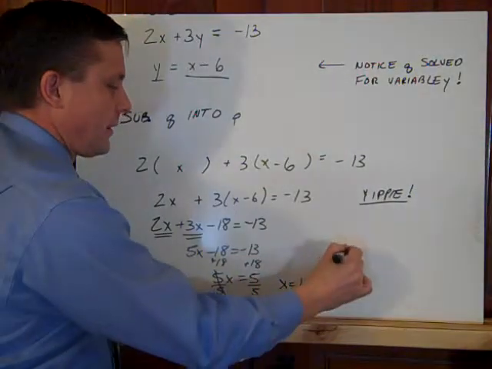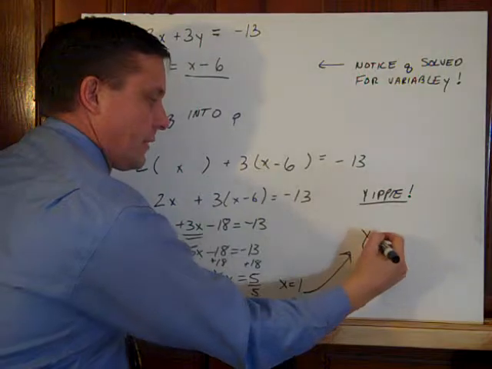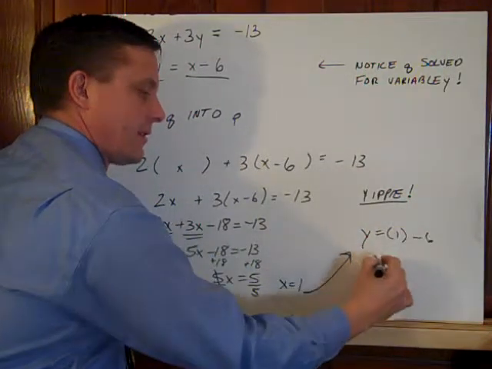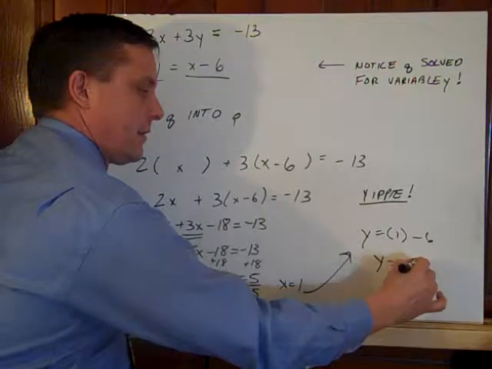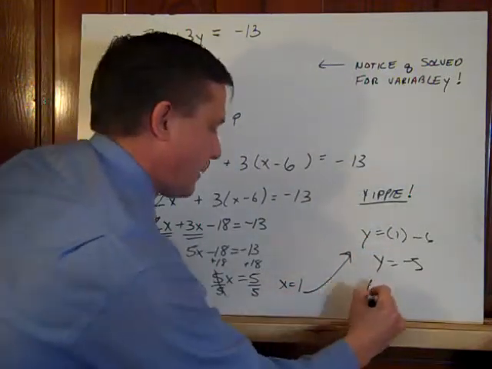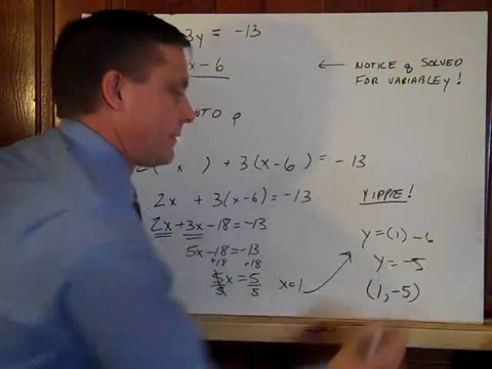So I take the 1, and I see that y is equal to x minus 6, so I use that. And I'll substitute right away. Here's x, 1 minus 6, negative 5. You must always write the point as an intersection point. 1 comma minus 5.